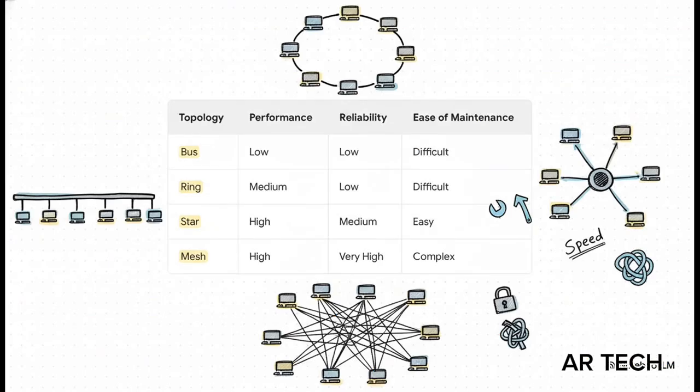This table really sums it all up perfectly. You can see the trade-offs at a glance. The bus, low on cost, but also low on pretty much everything else. The star strikes that sweet spot, high performance and easy maintenance, which is why it's perfect for most of us. And the mesh, it's the peak of reliability, but you're going to pay for it in complexity and cost.